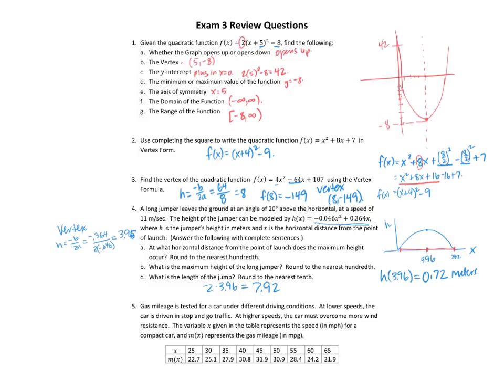The last one says gas mileage is tested for a car under different driving conditions. At lower speeds, the car is driven in stop-and-go traffic. At higher speeds, the car overcomes wind resistance. The variable x gives the speed for a compact car, and m represents the gas mileage. Okay, and it must be that there are questions on the next page, so I'll do that when I get to that page.